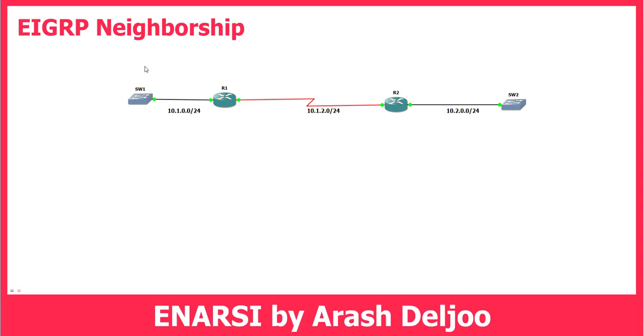EIGRP Neighborship. In this video, I am going to talk about the first step in the EIGRP process, the neighborship. What is the neighborship? When two routers need to send each other the EIGRP updates, they should first communicate with each other, and after that they establish the EIGRP neighborship between them, and then they can communicate over that neighborship.